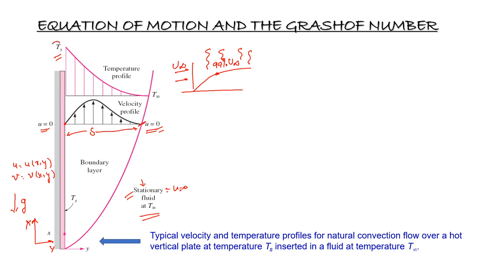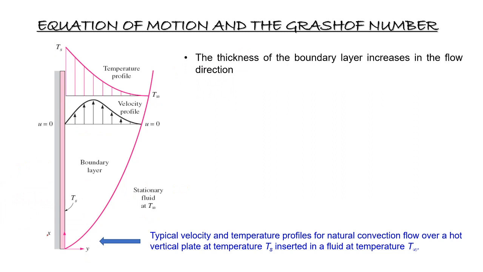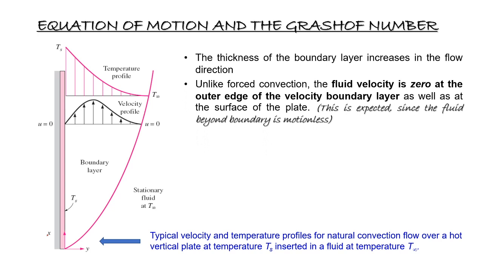Again, let the temperature of the wall be Ts, then the fluid in contact with the plate will also be at temperature Ts. As we move further, the temperature starts decreasing up to the ambient temperature. This is T infinity, the ambient temperature. So the thickness of the boundary layer increases in the flow direction. Unlike forced convection, the fluid velocity is zero at the outer edge of the velocity boundary layer as well as at the surface of the plate. This is expected since the fluid beyond the boundary is motionless.